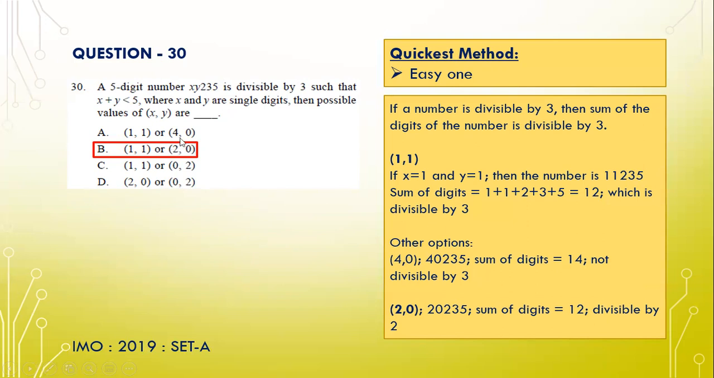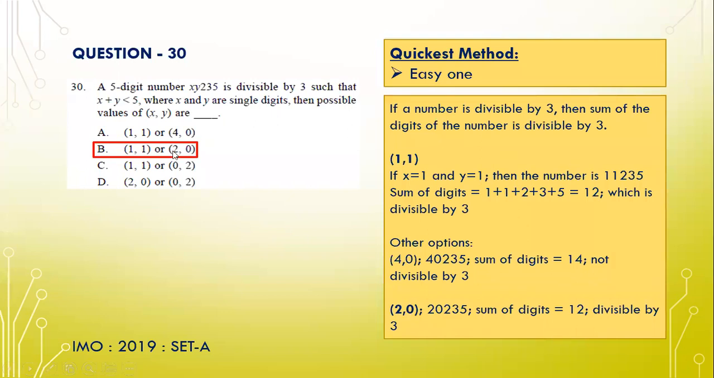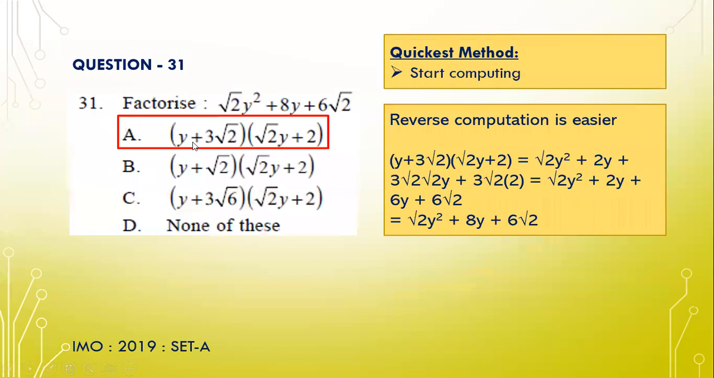What is the other option? 2, 0. So the number is 20235. What is the sum of digits? 2 plus 0 is 2, plus 2 is 4, plus 3 is 7, plus 5 is 12, which is divisible by 3. And hence 2, 0 is also a value of xy. So 2, 0 and 1, 1 are the correct values.